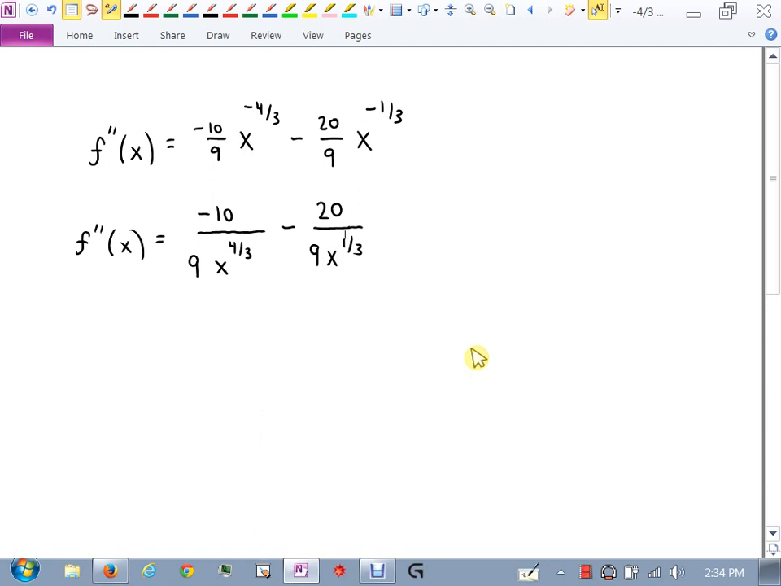I need a common denominator to put these together. What can I use as a common denominator? 9x to the 4/3. How do I turn this into an x to the 4/3? I come in with an x to the 3/3, because when I add the exponents I get 4/3. But x to the 3/3 is the same as x. I'm really just multiplying top and bottom by x. So I get negative 10, take away 20x, over my common 9x to the 4/3.